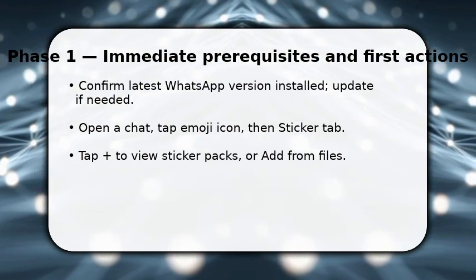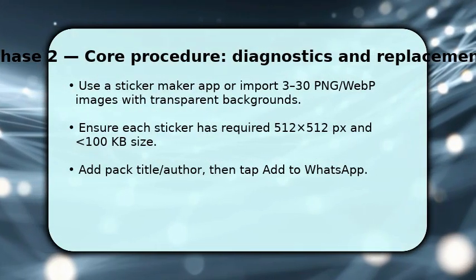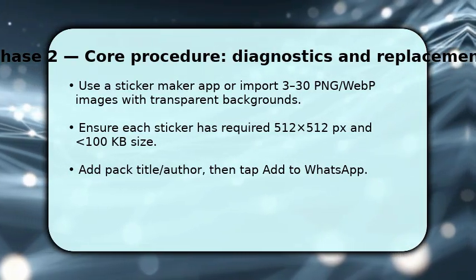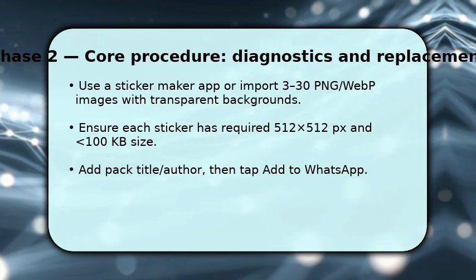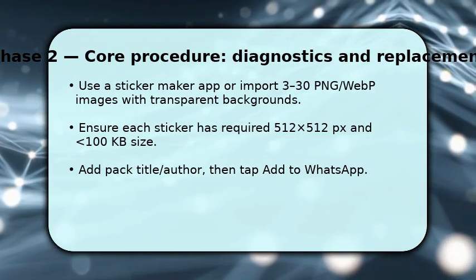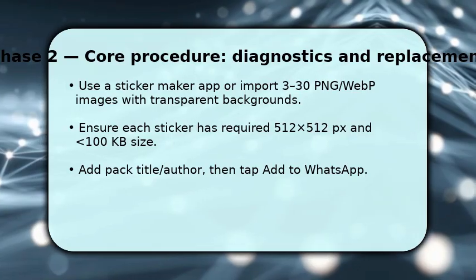You'll create or import a pack using a Sticker Maker app. These apps guide you to crop and set transparent backgrounds. Make sure each sticker meets WhatsApp specs. 512 x 512 pixels is standard, and keeping files under 100 KB avoids upload errors.